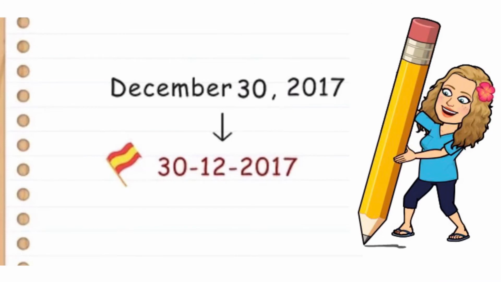It's also very important to note that because the day of the month goes first, when shortening the date to just numbers and dashes, remember that the first number you see is the day and not the month like in English. This can get very confusing.